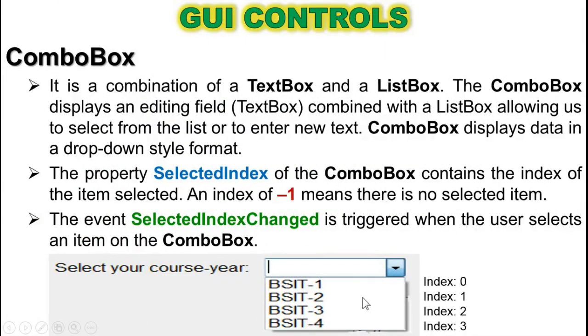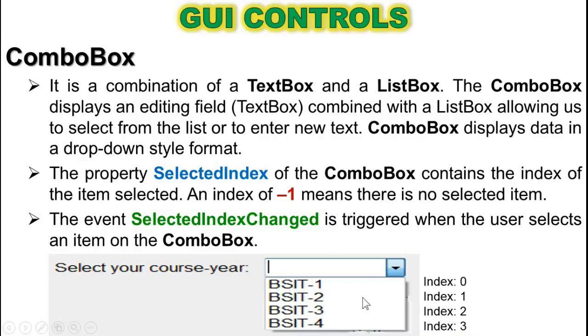Combo box is a combination of a text box and a list box. The combo box displays an editing field, the text box, combined with a list box, allowing us to select from the list or to enter new text. Combo box displays data in a drop-down style format. The property SelectedIndex of the combo box contains the index of the item selected. An index of -1 means there is no selected item. The event SelectedIndexChanged is triggered when the user selects an item on the combo box.